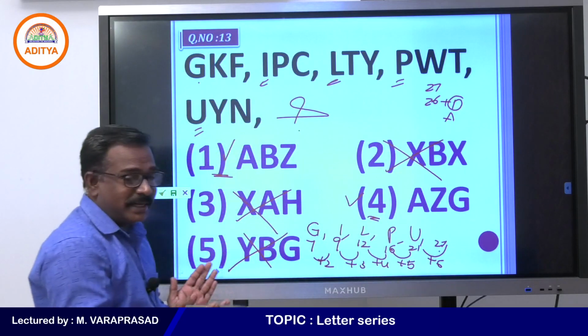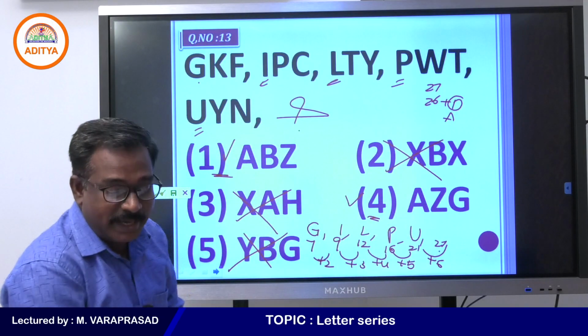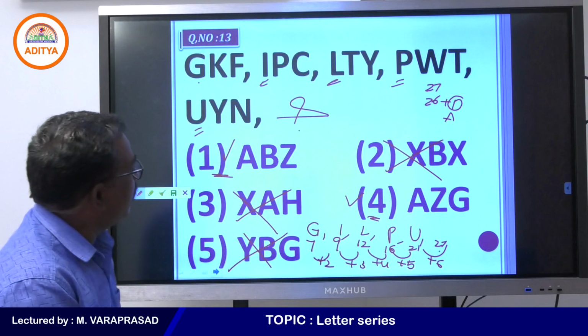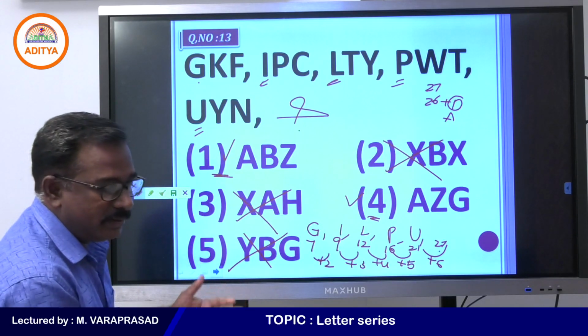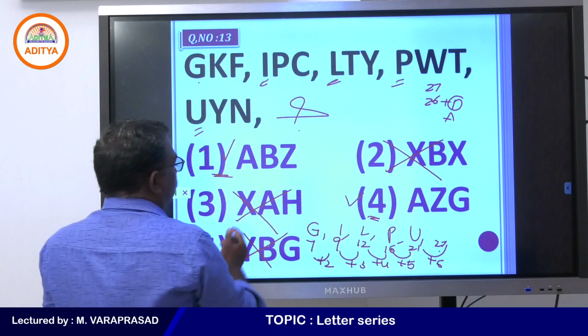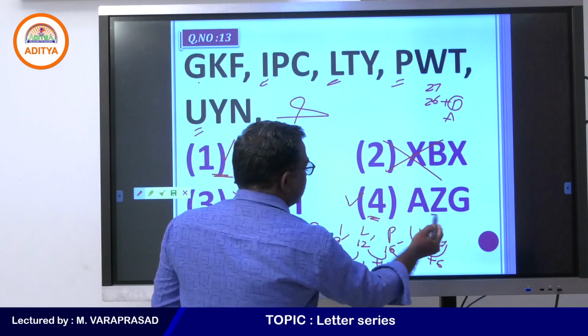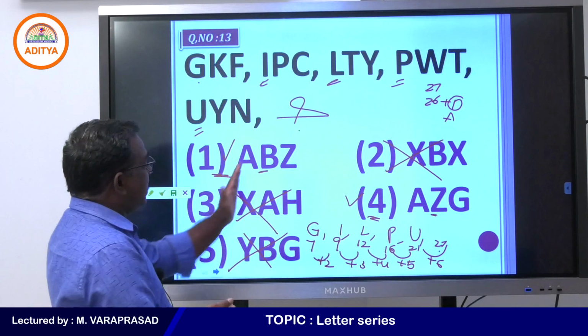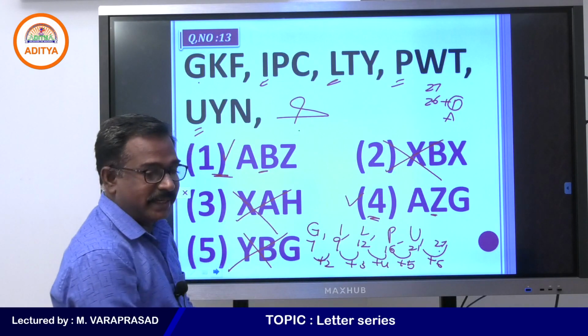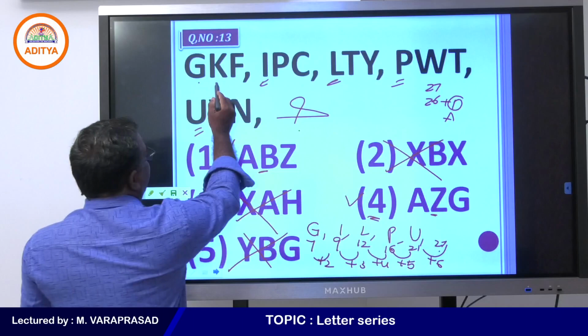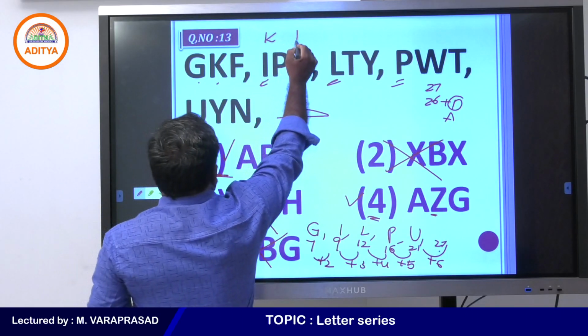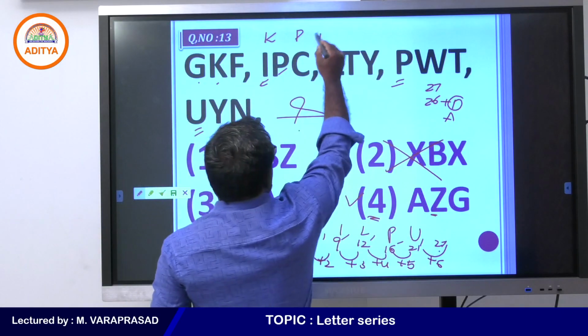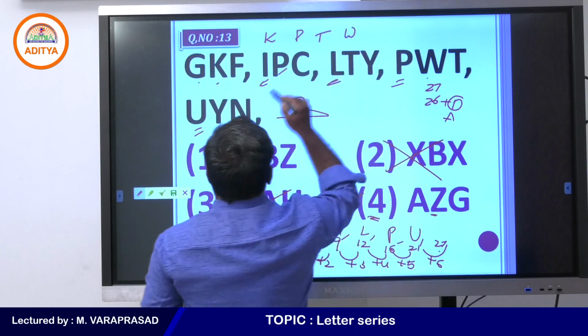Go for the second letter series. What is given in the second letters? It can identify your answer, because A, B is given and A, Z is given. The answer starts from A, we know it, and which letter will be in the second place? The second letters are K, P, T, W, Y.